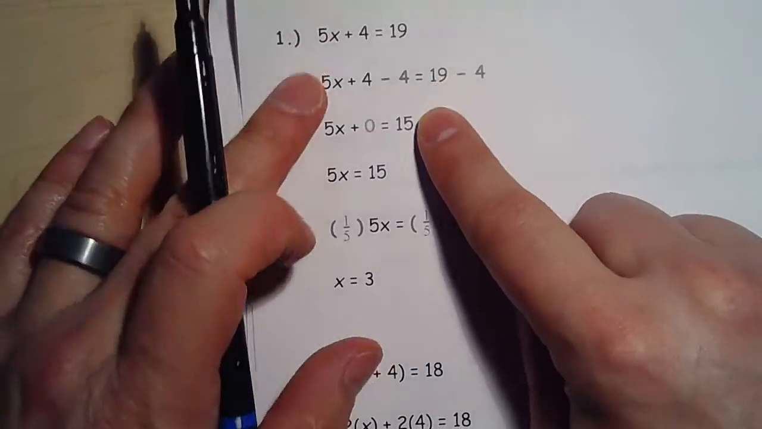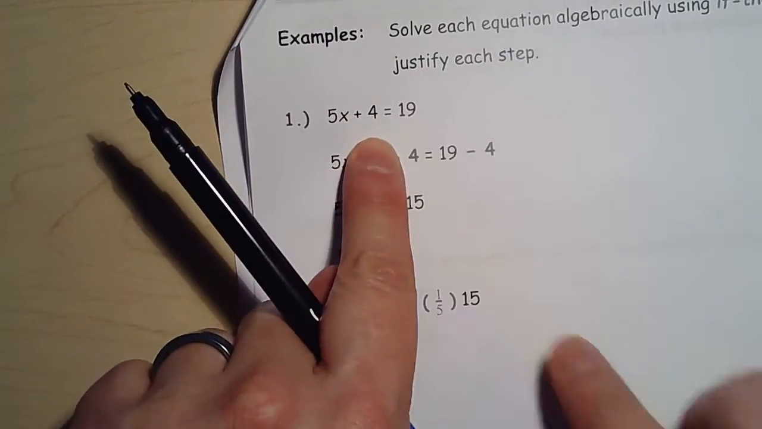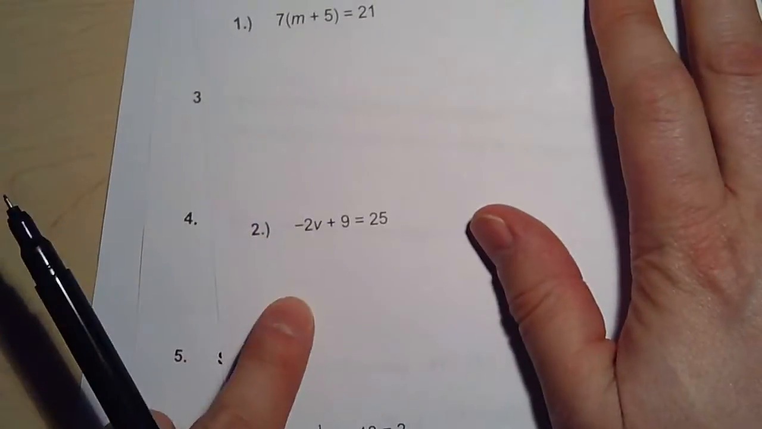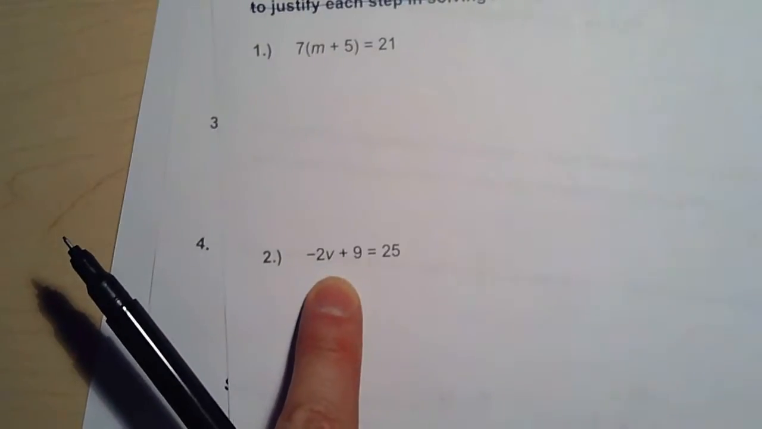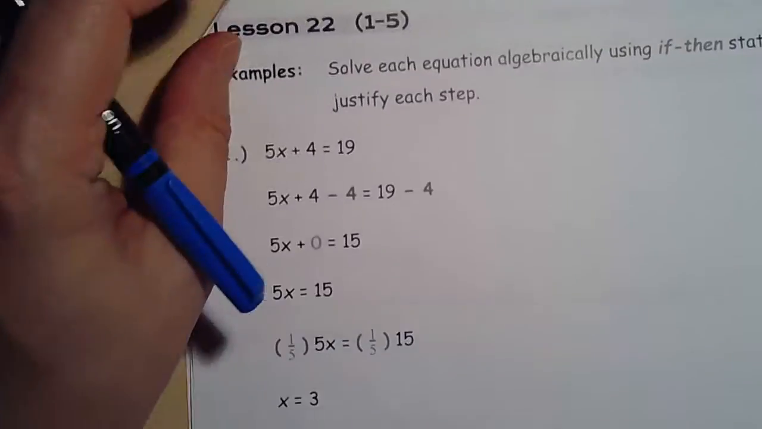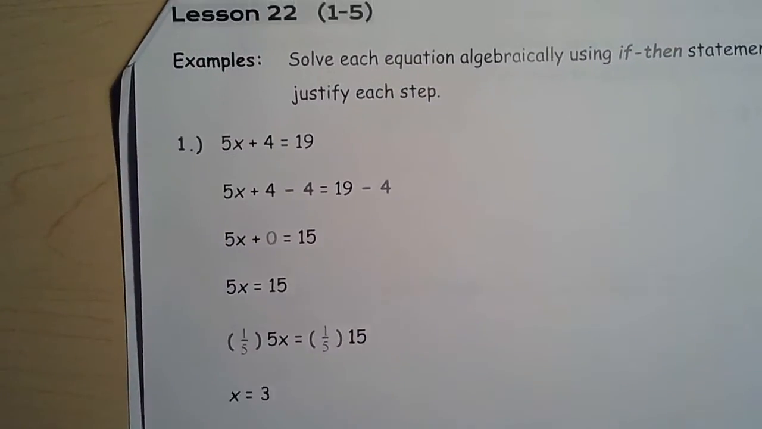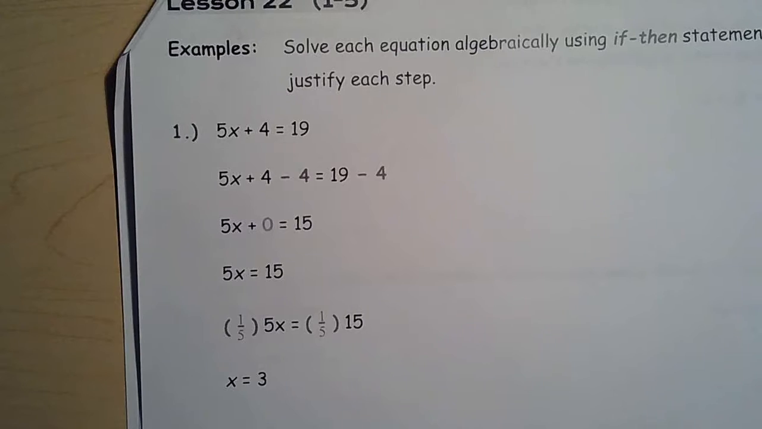So seeing what the steps look like is this. 5x plus 4 equals 19. It's kind of similar to a lot of these problems. This one looks more like number 2 on the previous page. This one looks more like number 1. We want to make sure you guys understand how we solve for the variable. So let's take a look at number 1.